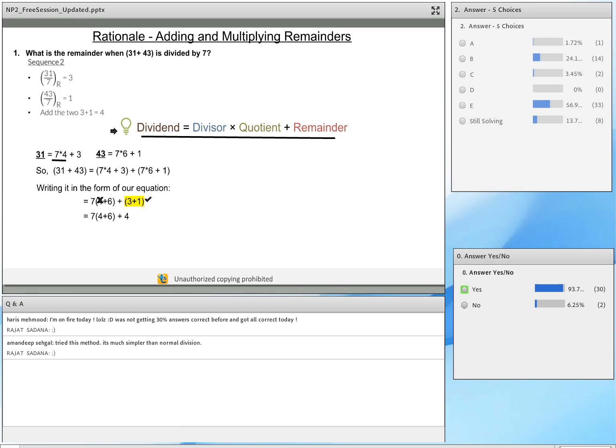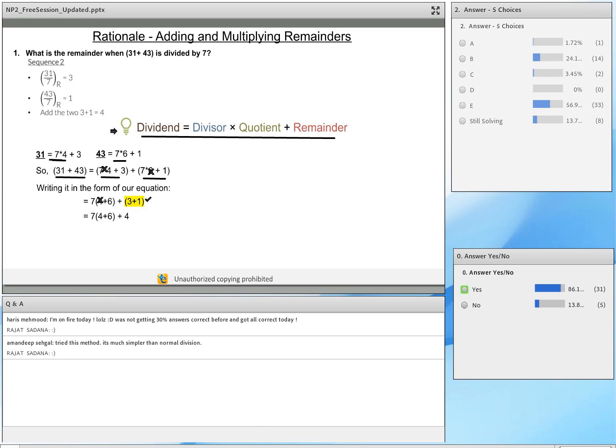We really said 31 is 7 times 4 plus 3, and 43 is 7 times 6 plus 1. So we had to figure out what's the remainder when 31 plus 43 is divided by 7. So here's 31 plus 43, and 31 is 7 times 4 plus 3, 43 is 7 times 6 plus 1. We added them up. Clearly, these two terms over here are divisible by 7, so the remainder is 3 plus 1, that is 4.